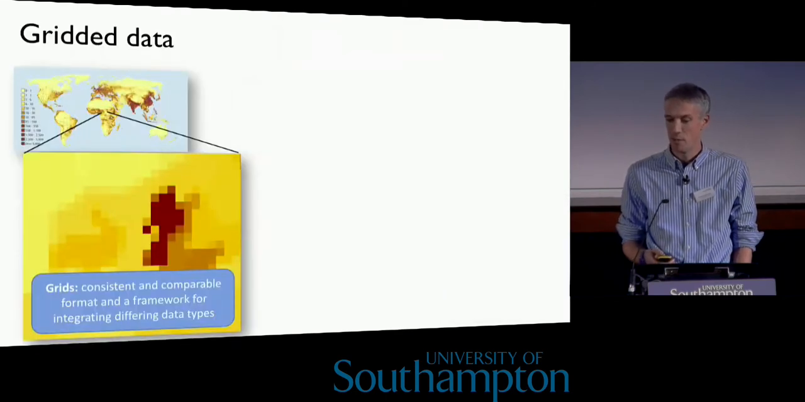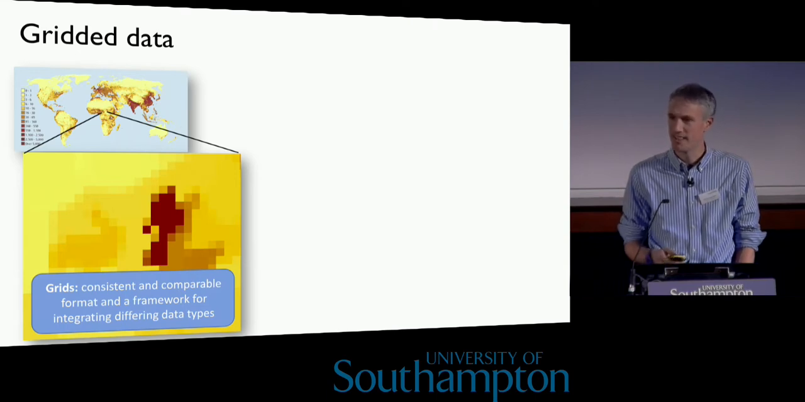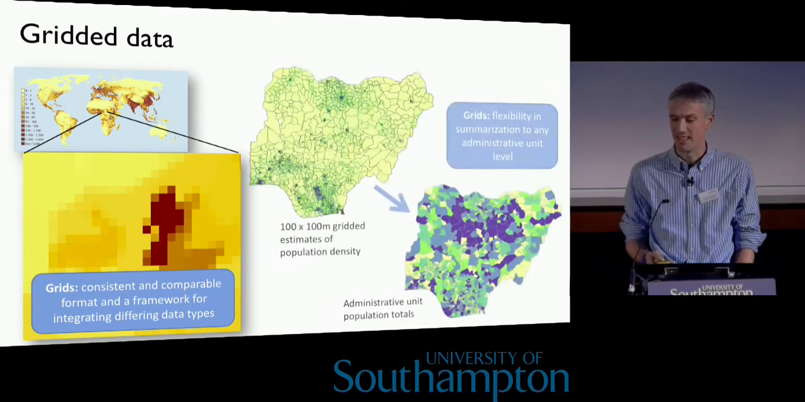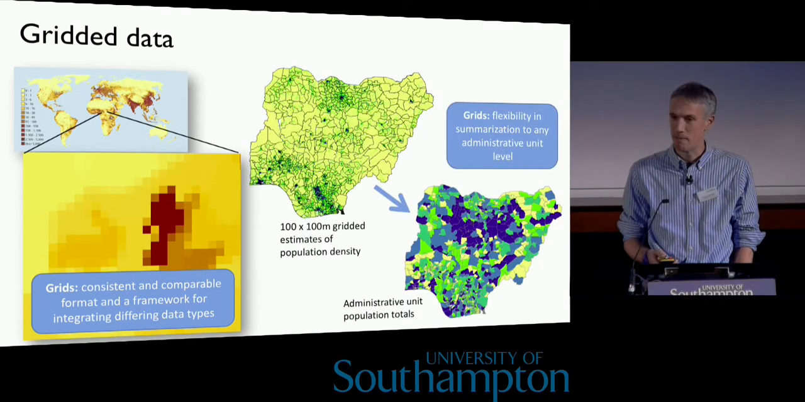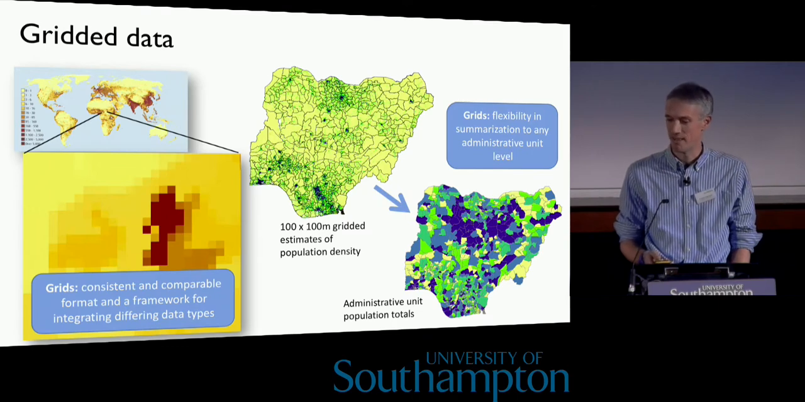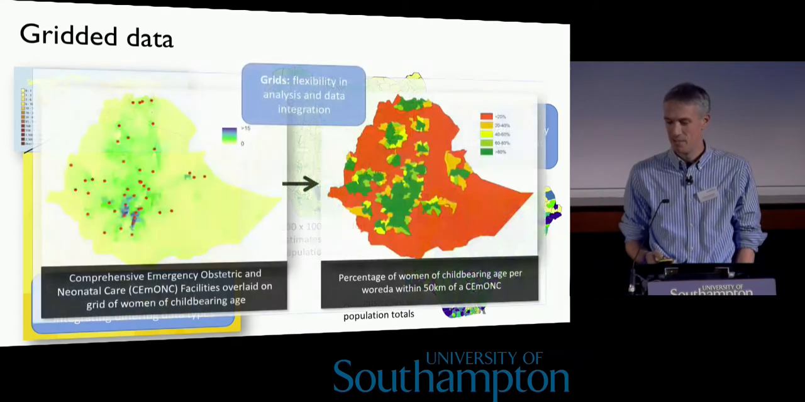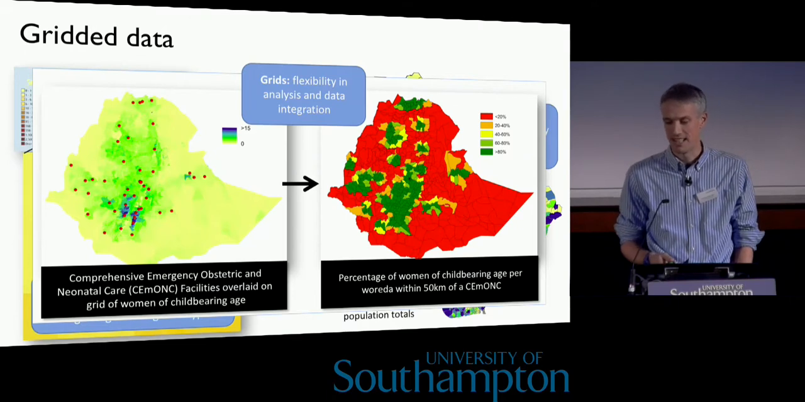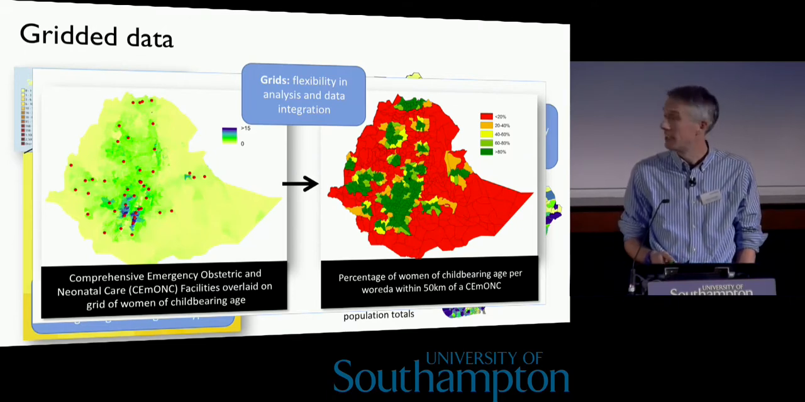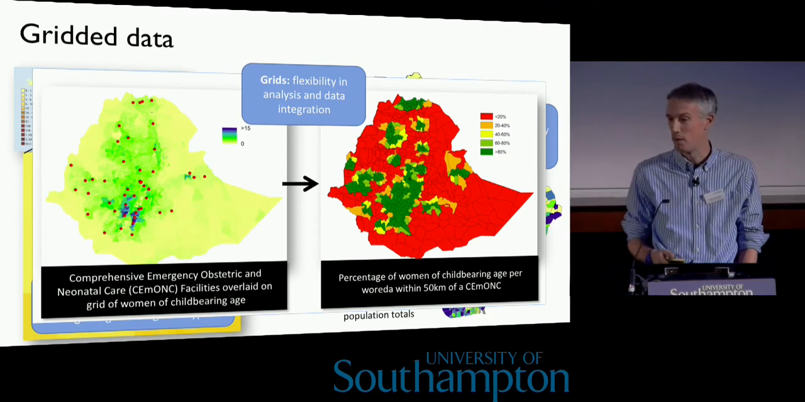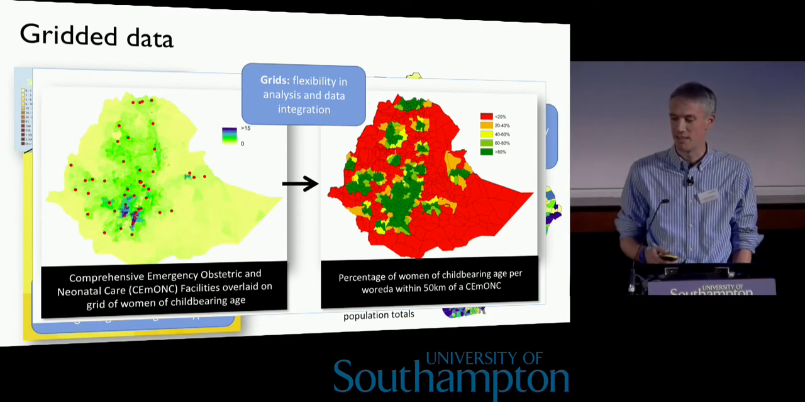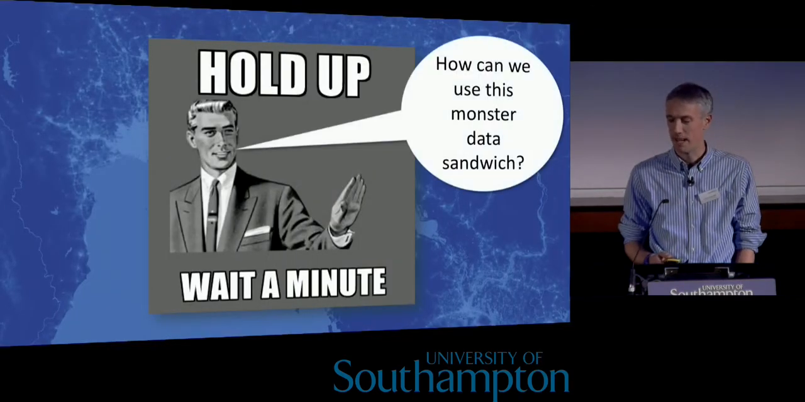And we push all of that into a kind of gridded format. So we divide up the world into 100 by 100 meter grid squares. It gives us a consistent, comparable way of integrating that data. We can always aggregate it back up to admin unit levels that decisions are often made at. But it gives us a flexible way of integrating data. So we can look at where the location of health facilities is and how that relates to where women of childbearing age are. And we can aggregate that in different ways that I'll show later on. So how can we make use of this monster data sandwich?